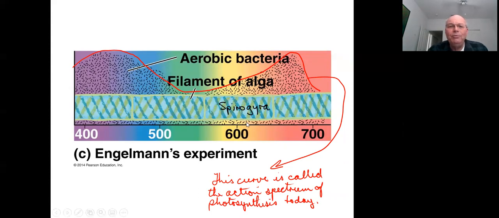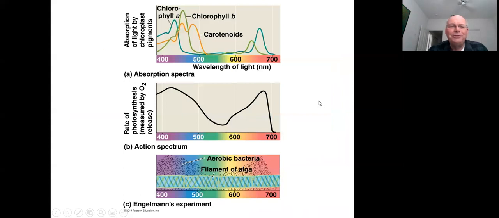And as I said, when we do an action spectrum of photosynthesis using our spectrophotometers, we get a curve that looks essentially exactly the same as Engelmann's. We can't improve on it. So it tells us that Engelmann got it right in figuring out that it was the blue-violet end of the spectrum and the red-yellow end of the spectrum that primarily drives photosynthesis.